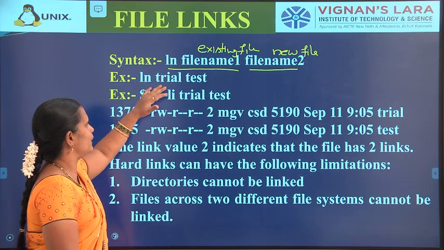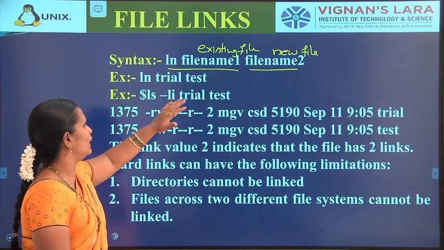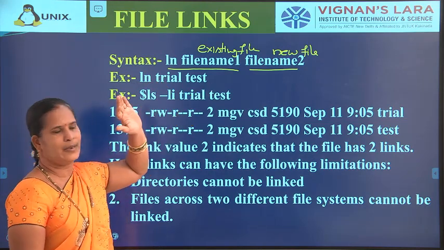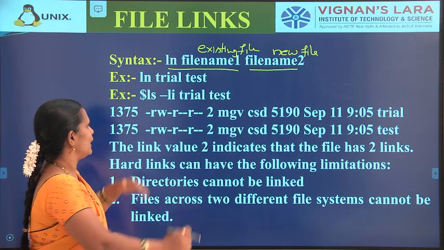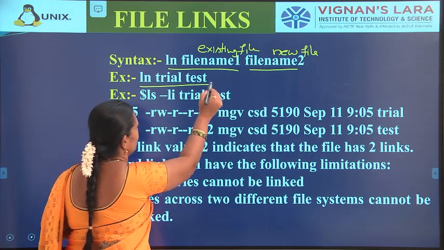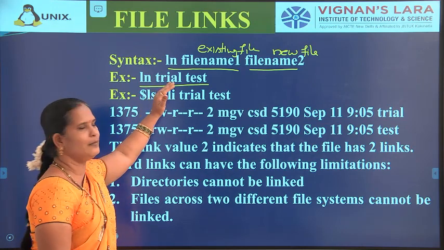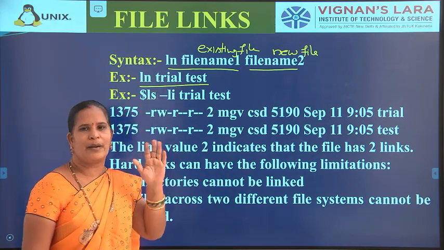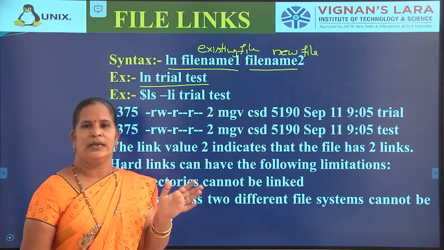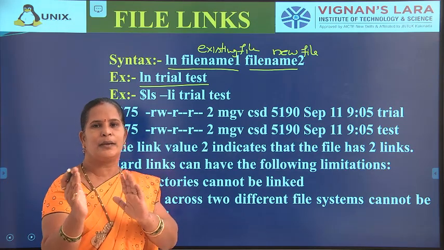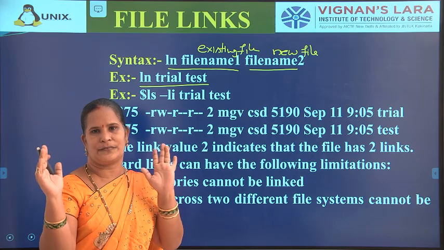So trial is an existing file name and test is a new file name. ln space trial space test. Trial and test are the files. Here I established a link between trial and test. This command doesn't display any output, it just establishes a link between the trial and test files.